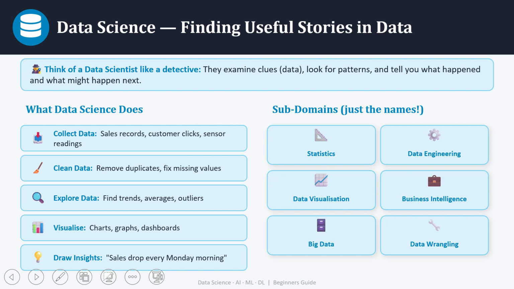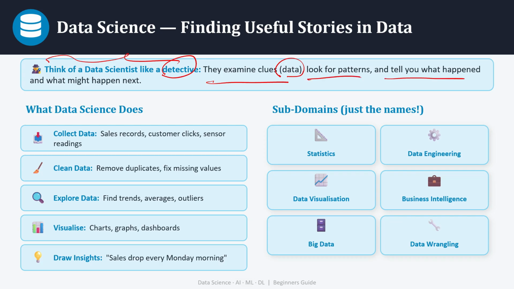Now, if we talk about data science, as I said, it is the data scientist who talks about the data, finding some useful stories in the data. So think of a data scientist like a detective. They examine clues, that means data, look for patterns, and tell you what happened and what might happen next. So we have a detective who collects different kinds of data, then tries to generate some pattern, and then can tell you what happened or what may possibly happen next, because this is based on the data that has been collected by the data scientist, or detective.